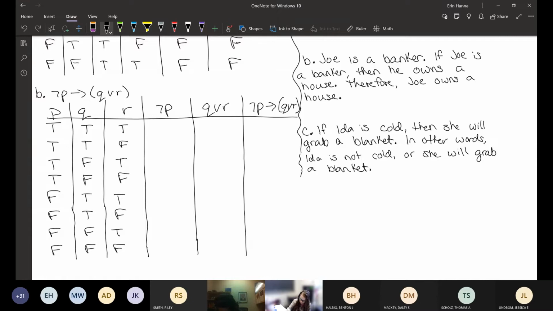So not P, just negate everything you see in the P column. So it'll be false, false, false, false. True, true, true, true.